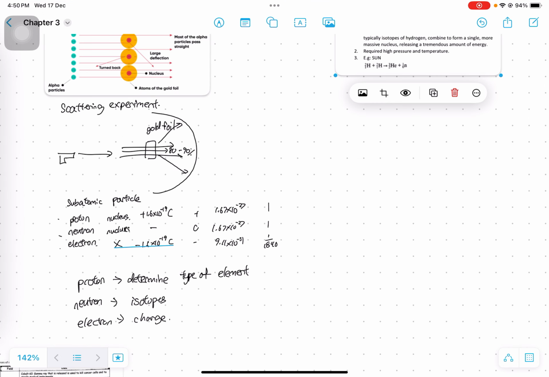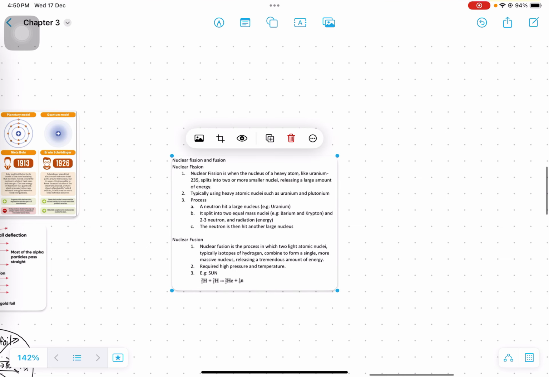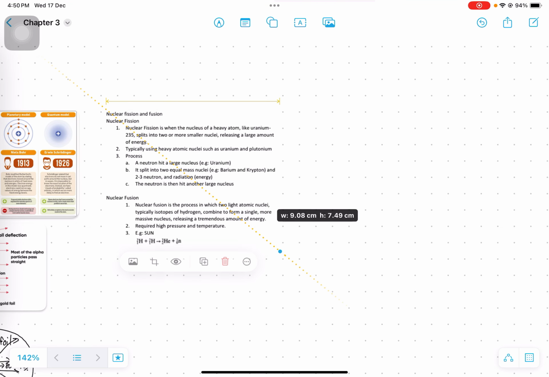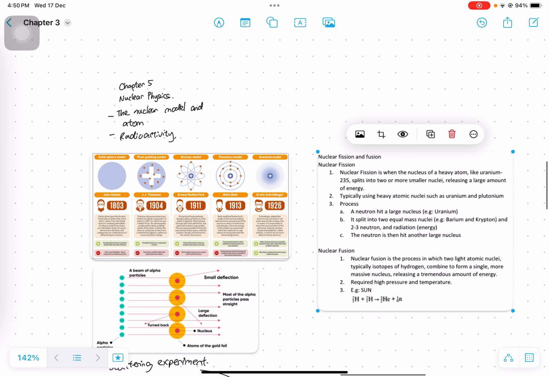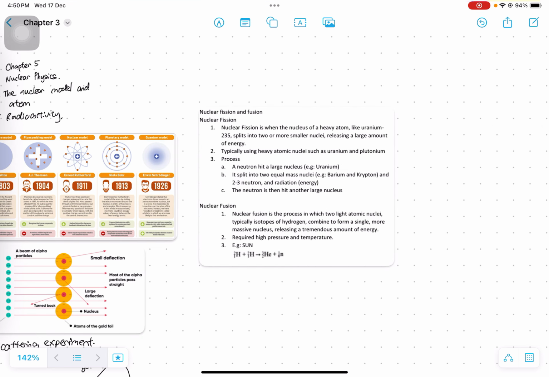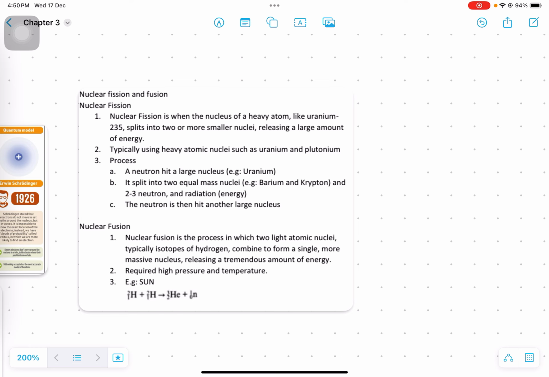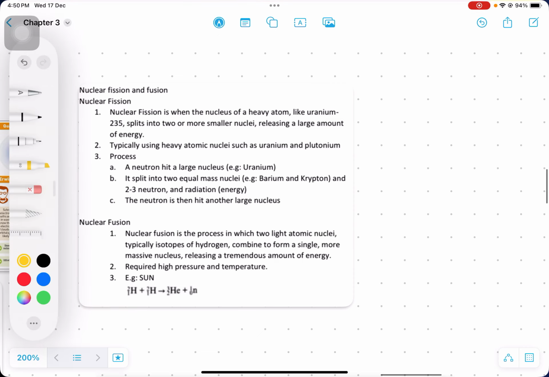Since we already understand what is inside an atom, the subatomic particles, we now need to learn about nuclear physics. Nuclear physics is important because of nuclear fission and nuclear fusion. A nuclear fission process is when a heavy atom nucleus, like uranium, splits into two or more smaller nuclei, releasing a large amount of energy.